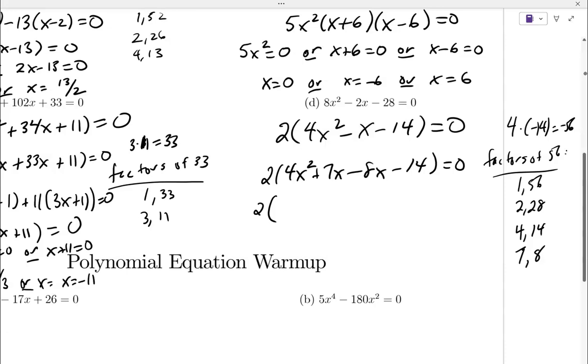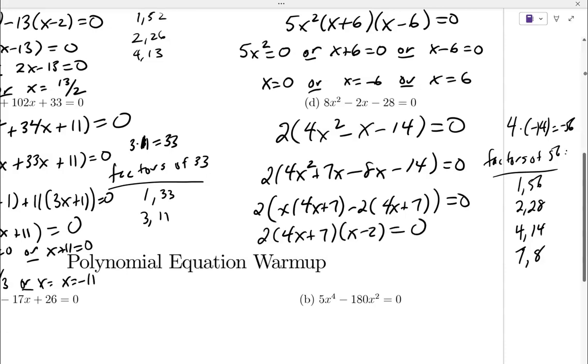What can you factor out of the first two terms? X. Left with 4x plus 7. So we better be left with a 4x plus 7 in the second one. What can you factor out of the second two terms? Negative 2. So we factor out that 4x plus 7. We're left with x minus 2.